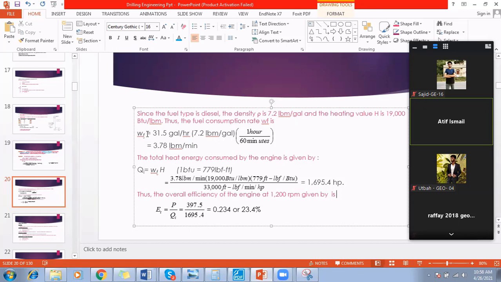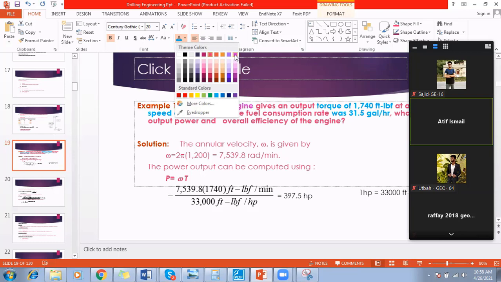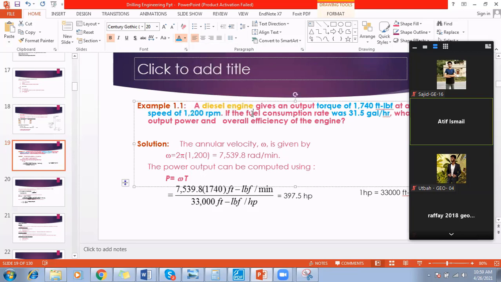But for the desired units, always keep this in mind: when you have the value of Wf, you divide that value by the density. From where are we getting this density? Here you can see that 7.2 pound per gallon is given, because this is a diesel engine. This means that we are using diesel in this scenario.